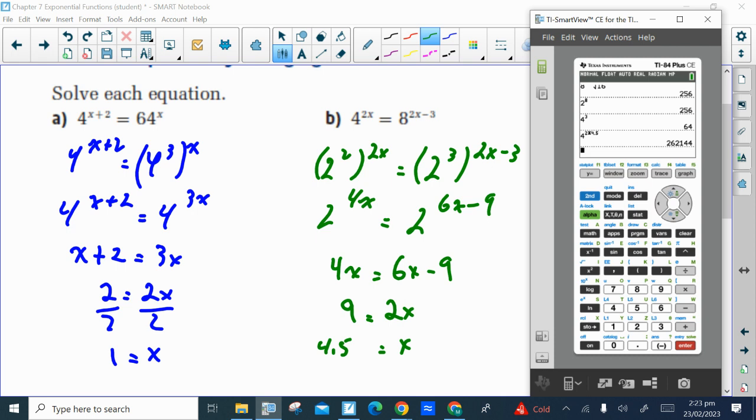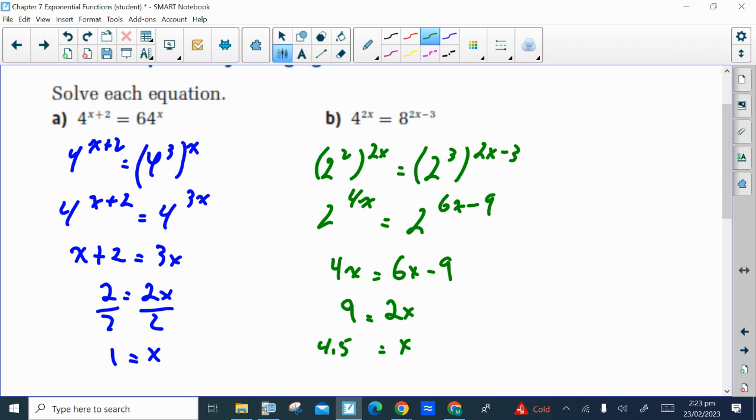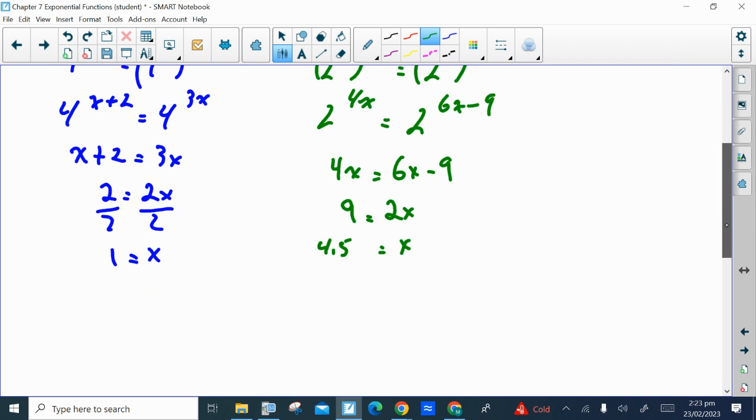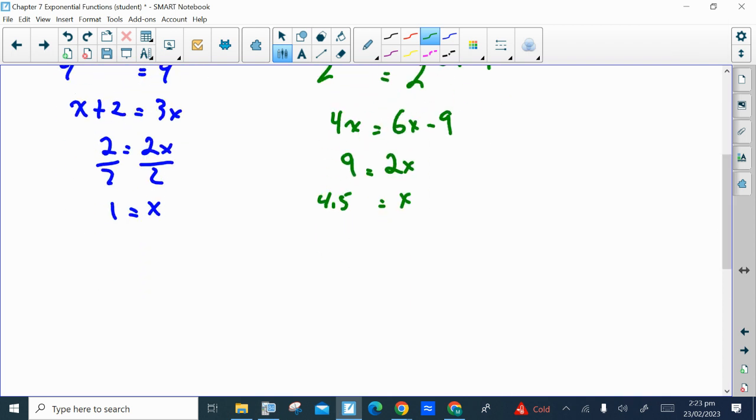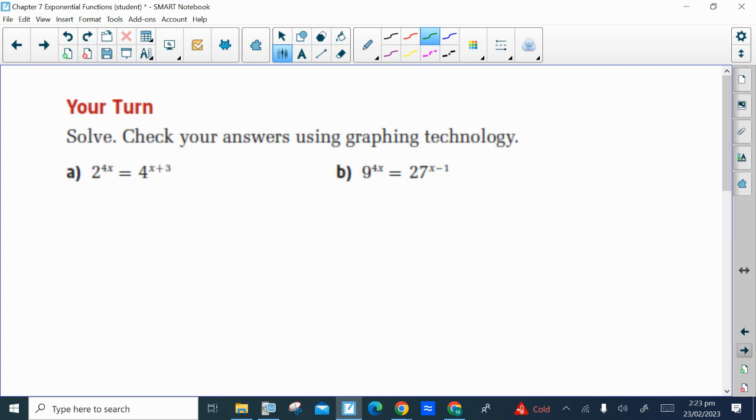Big number, 262,144, but we should get the same thing on the other side. 8 to the power 2 times 4.5 minus 3. Same number. So our answer is correct. Always a good idea to check these to make sure. It says solve and then check using graphing technology. So we'll look at that.